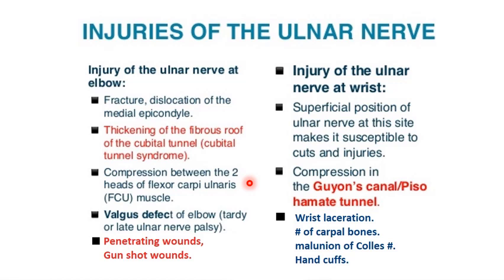carpi ulnaris muscle, and there can be a valgus deformity at the elbow which increases the carrying angle, which leads to a late ulnar nerve palsy. It can be due to penetrating wounds and gunshot wounds also.